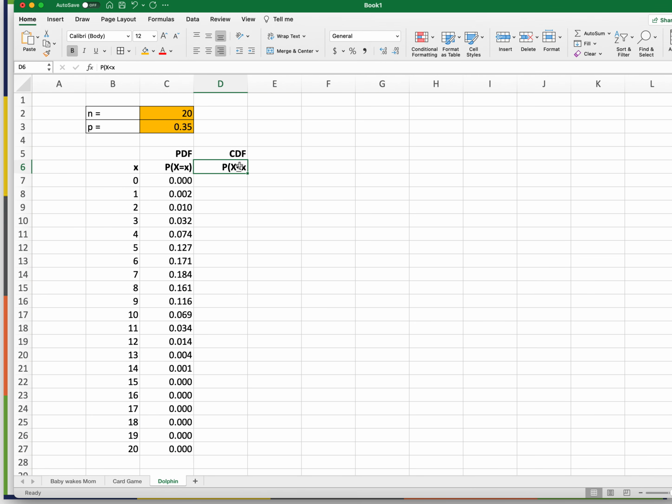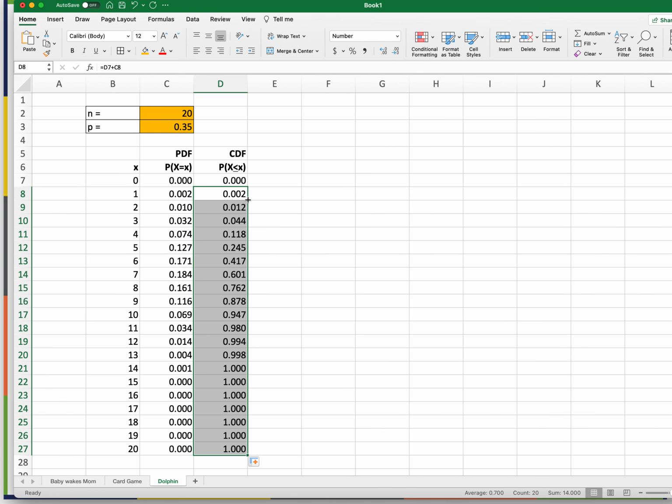Now, if I want to do the cumulative density, I can do my old trick of making this equal to that, and then adding. I could say equals the one above, plus the probability density function at that x, and then I can just take it all the way down. By the time I get to 14, it's 100% probability that it's 14 times or less, it would be 1, at 3 decimal places.